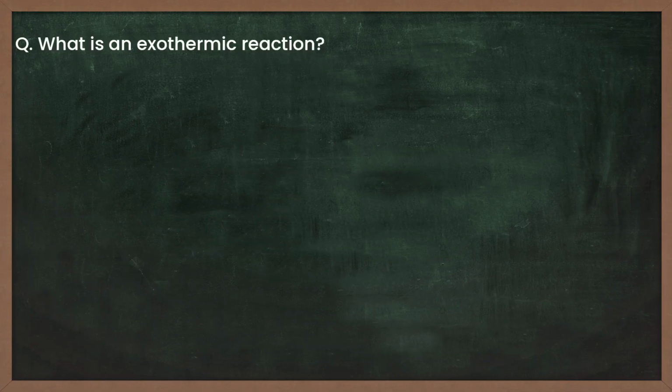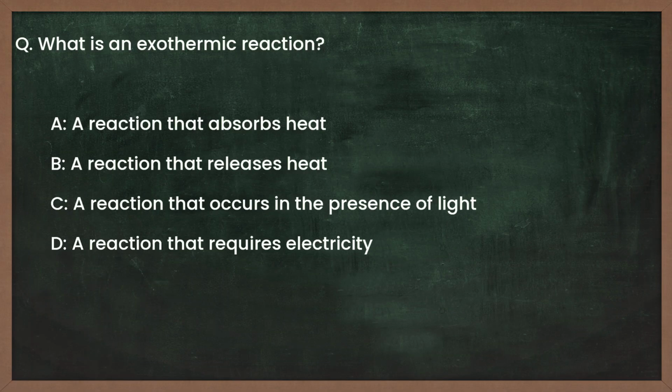Question: what is an exothermic reaction? Option A: a reaction that absorbs heat. Option B: a reaction that releases heat. Option C: a reaction that occurs in the presence of light. Option D: a reaction that requires electricity. You have 5 seconds to answer the question.